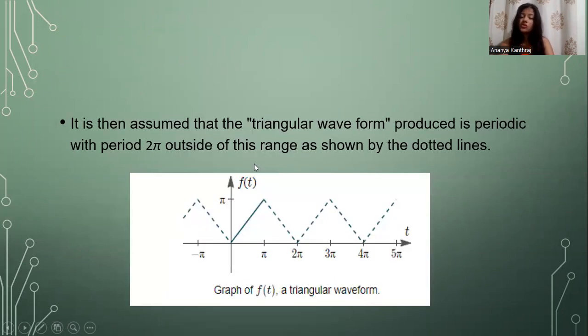It can also be assumed that the triangular waveform produced is periodic with period 2 pi outside of the range, and it is shown by the dotted lines. Here it's showing a triangular waveform which is periodic. So from pi to 2 pi, 2 pi to 3 pi, 3 pi to 4 pi, 4 pi to 5 pi. It starts either from minus pi or a positive value on the graph.